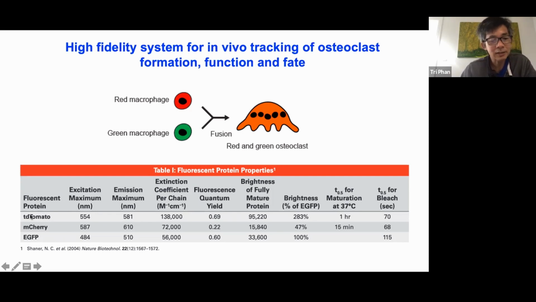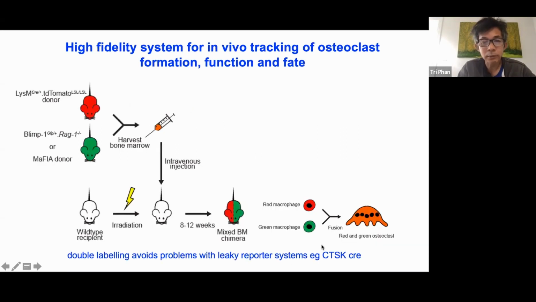We were kind of stuck with tdTomato and enhanced GFP. And of course, as you well know, there is a very big difference in the brightness of tdTomato compared to EGFP. And once you go through thick cortical tissue like bone, those differences become even more marked. And so we will see hopefully what I mean in a second.